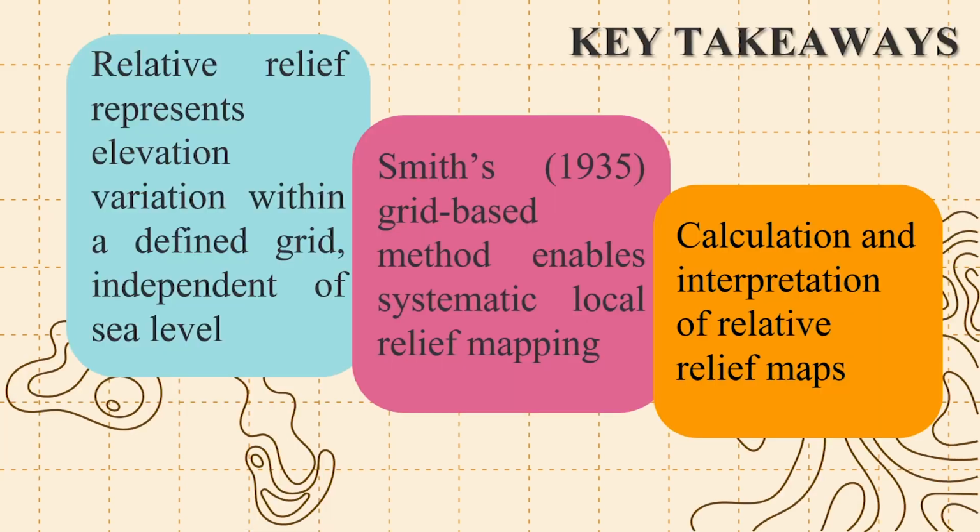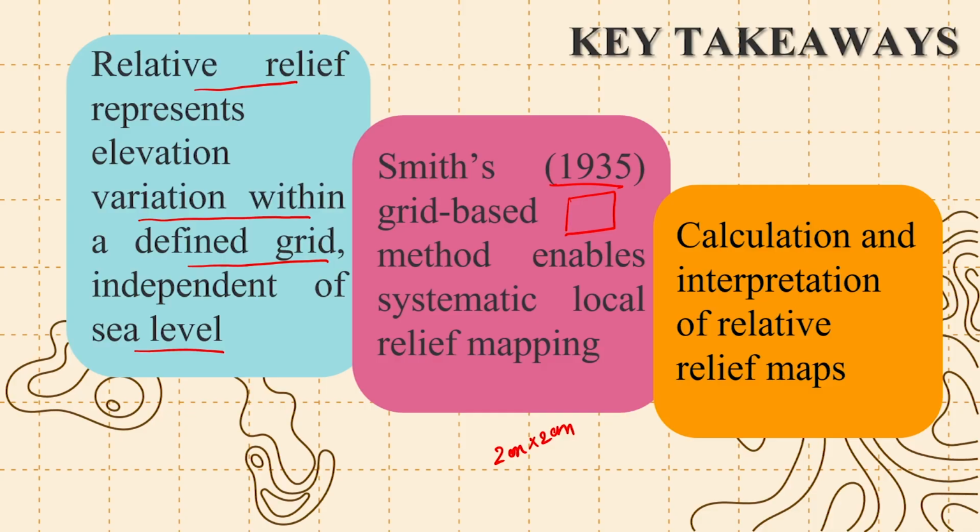resource management. So the key takeaways of this session are, we now have a good understanding of what relative relief is, what it represents as the variation within a particular defined grid without considering the sea level, and how Smith in the year 1935 classified and represented it in the form of grids, which are divided into 2 centimeter by 2 centimeter, and how we calculated with the help of the formula that he gave, and represented it in the form of a relative relief map.